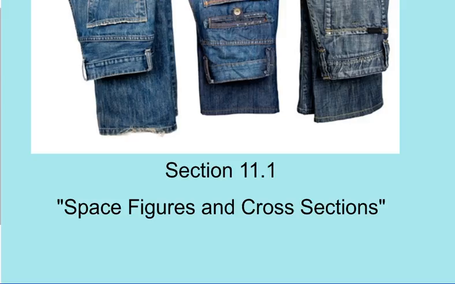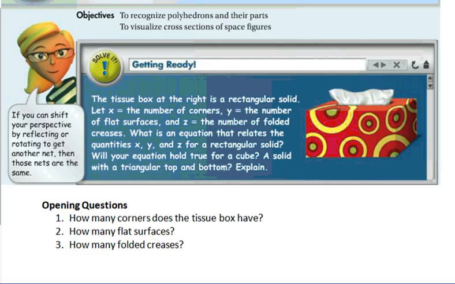In chapter 11, it's mainly about volume and surface area. Section 1 kind of starts us off with this idea of space figures and cross sections, so we'll see what that is. Your two goals for this section: one is to recognize polyhedrons and their parts, and one is to visualize cross sections. So yes, cross sections has a lot to do with visualizing.